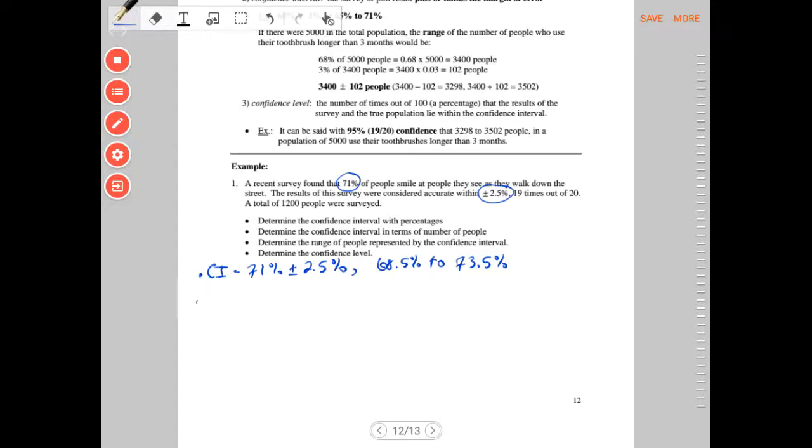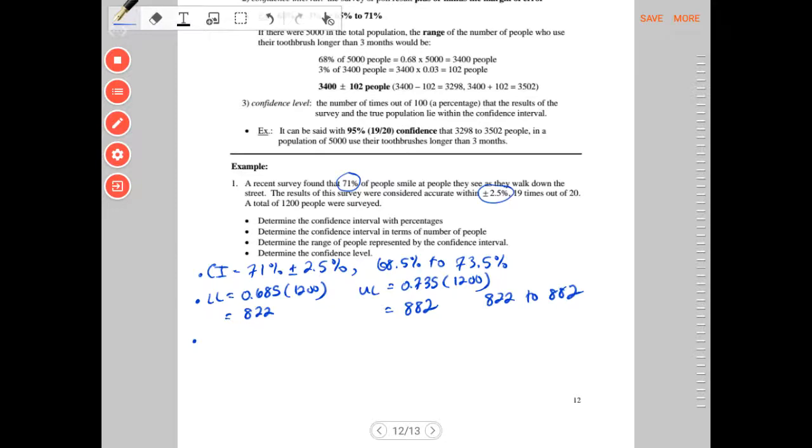Next bullet. Determine the confidence interval in terms of number of people. Well, I know that my lower limit is 68.5%. So if I find 68.5%, again, change it to a decimal first, of 1,200, I would get 822 people. I can find my upper limit the same way. Take 73.5%, change it to a decimal, so divide by 100, and again multiply it by the number of people in the survey. That worked out to be 882. So that would be my confidence interval, 822 to 882 people.